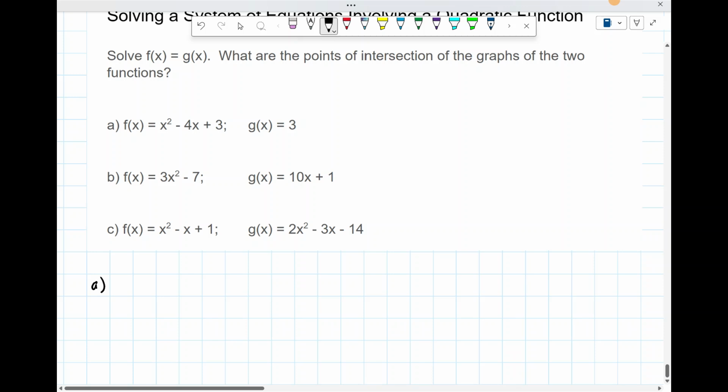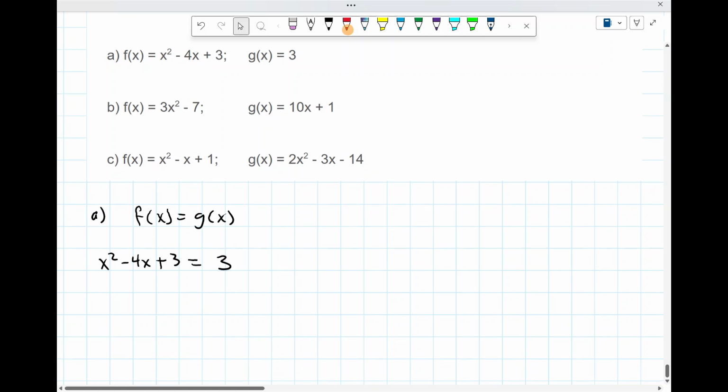And here we have two functions, f of x and g of x, as written. And so we want to solve f of x is equal to g of x. So we're just going to write down f of x equals g of x, and we're going to replace f of x and g of x with what they're equal to. And we're going to solve for x.